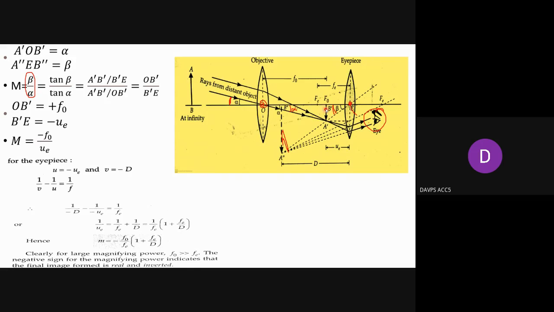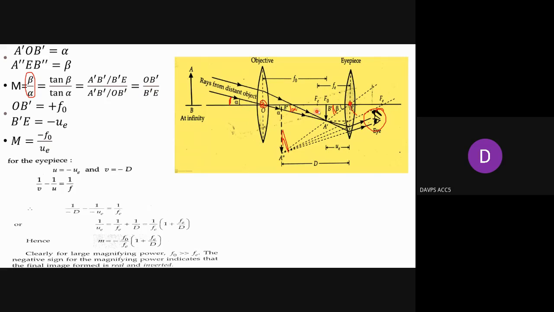Tan alpha will be A dash B dash by OB dash. A dash B dash gets cancelled, and it gets reversed, so the magnification is OB dash by B dash E. And what is OB dash? This is the focal length of the objective, and on the right side it is taken as plus f naught. What is the value of B dash E?